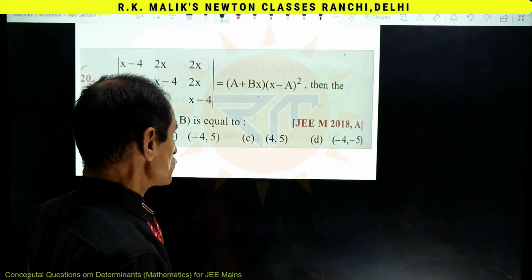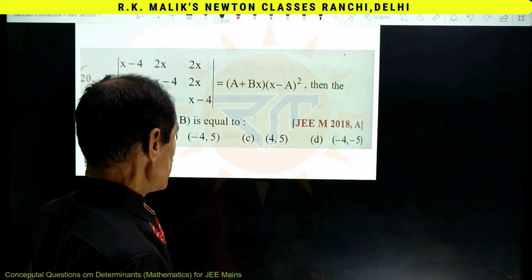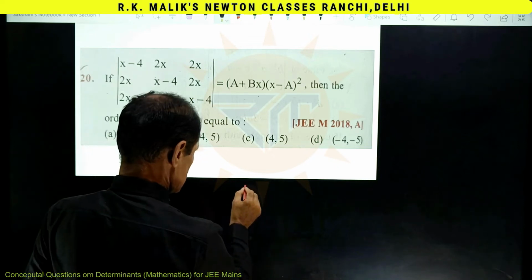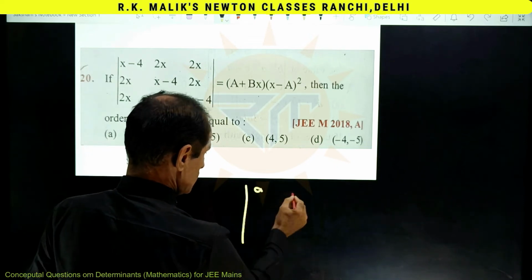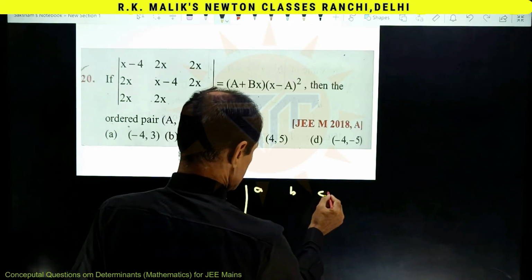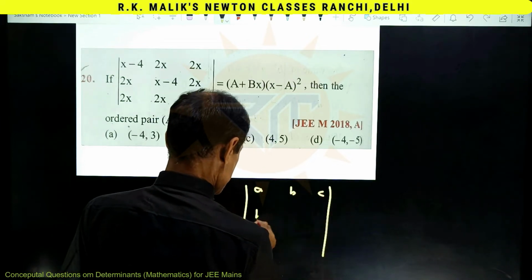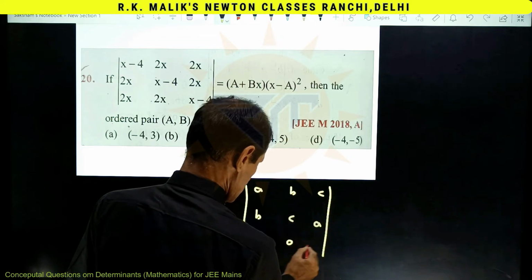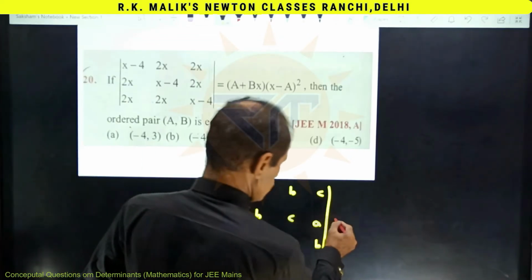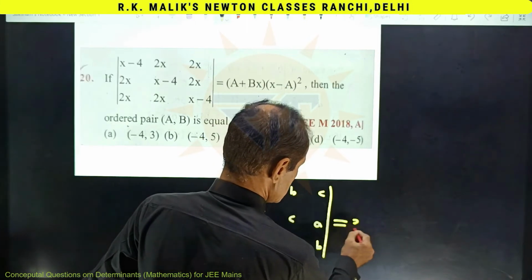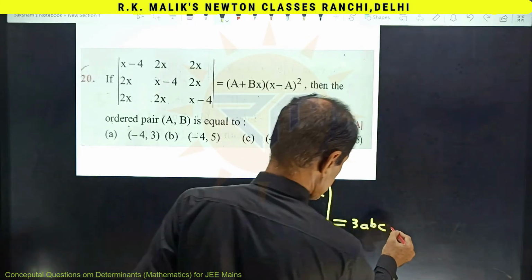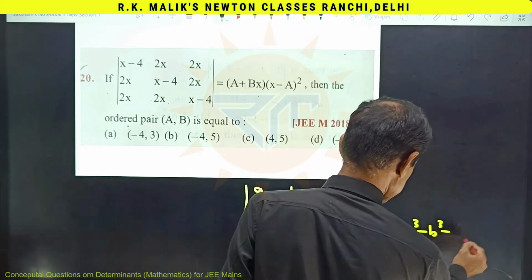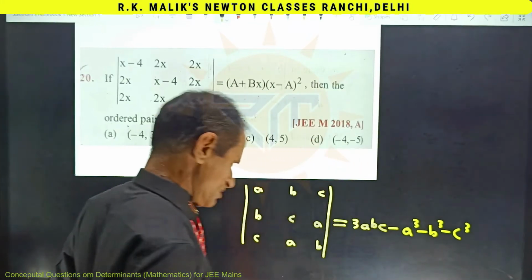As it is a very good question, therefore I will do it in many ways. You have to remember this formula that the determinant with rows A, B, C; B, C, A; C, A, B is equal to 3ABC minus A cube minus B cube minus C cube.